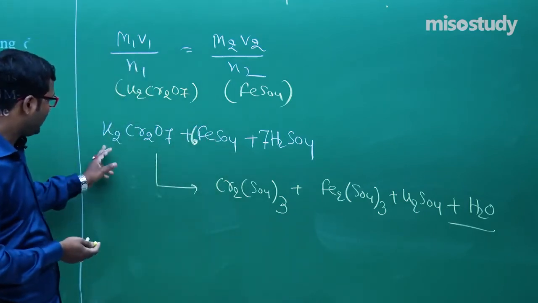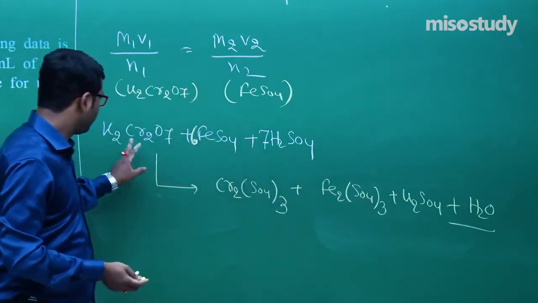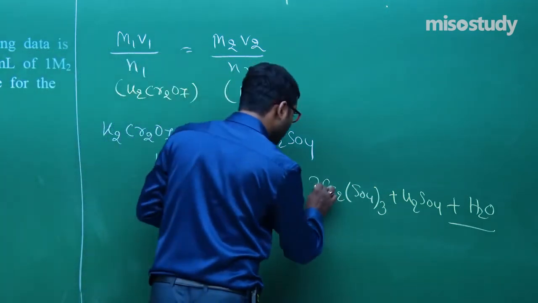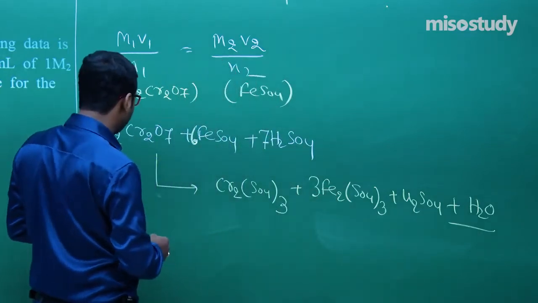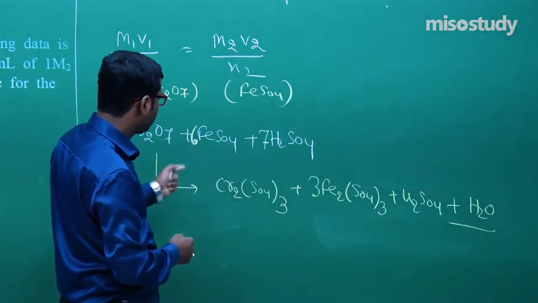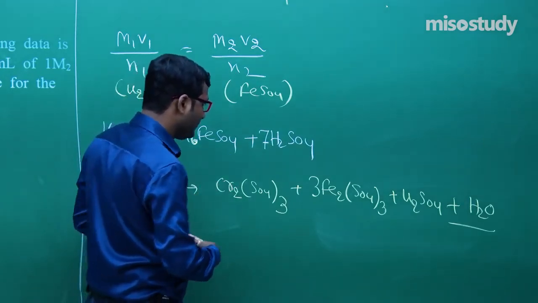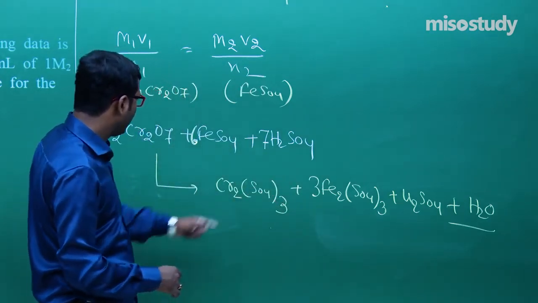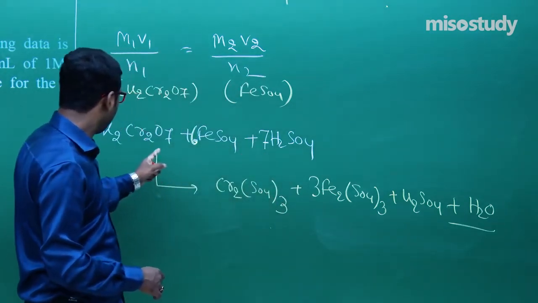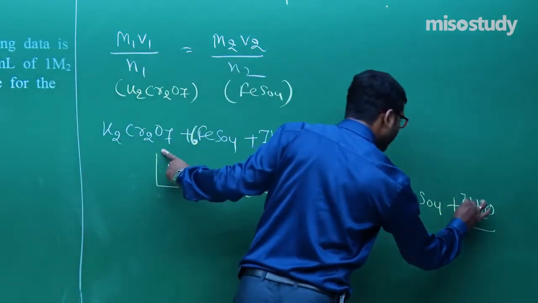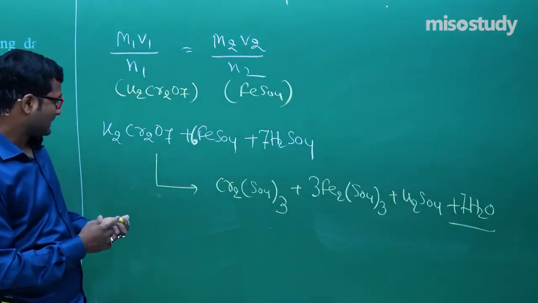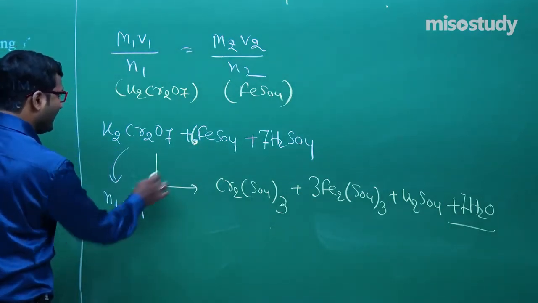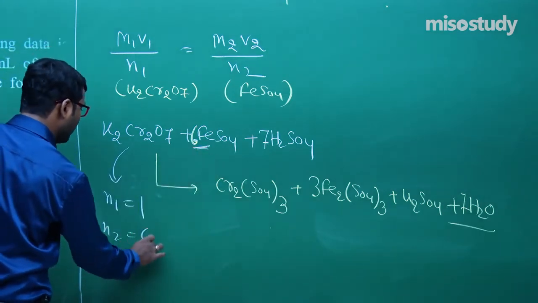Now K2SO4 has 2 times K, Cr2 is 2 times, and O7, let me check once. Put here 3 to 6. Sulfate is 9 times, here is 6 and 7, 6 and 3 is 9, and 4 is 13. Okay, sulfate is balanced. Hydrogen is 14 times, and oxygen here is 7 times. Put here 7. Now this is a complete balanced reaction, as I think. Now here we get N1 equal to 1, and N2 is equal to 6.